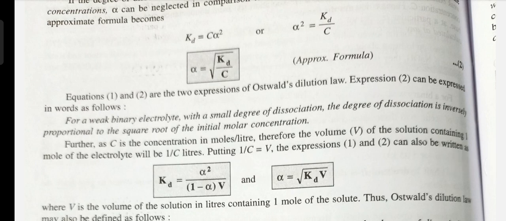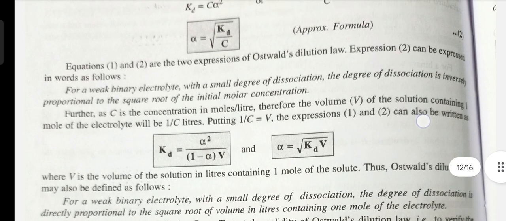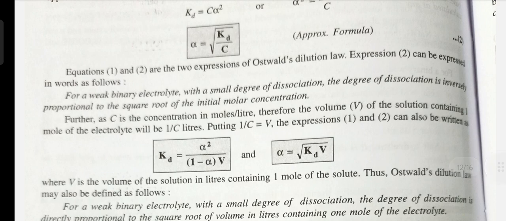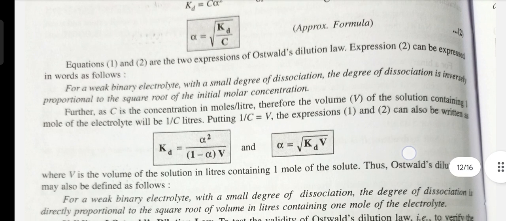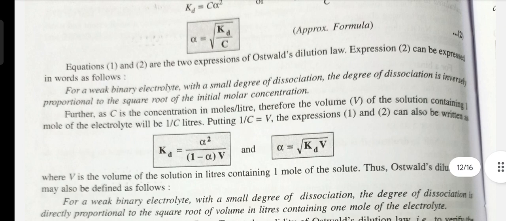Kd equals alpha square upon 1 minus alpha into V, where V is the volume of the solution in liters containing 1 mole of the solute. Thus, Ostwald dilution law may be defined.